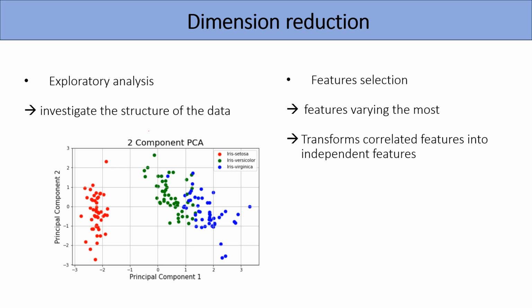This could help us to perform exploratory analysis, visualize the data and its structure. It can also help us to perform feature selection tasks, identify the features varying the most across the samples, and select a reduced number of independent features, for example to perform other techniques that cannot handle too many features.